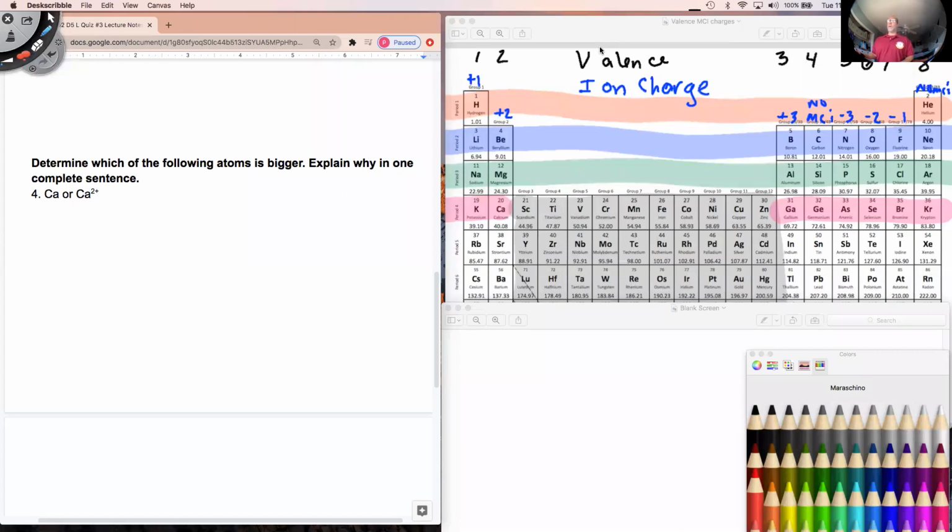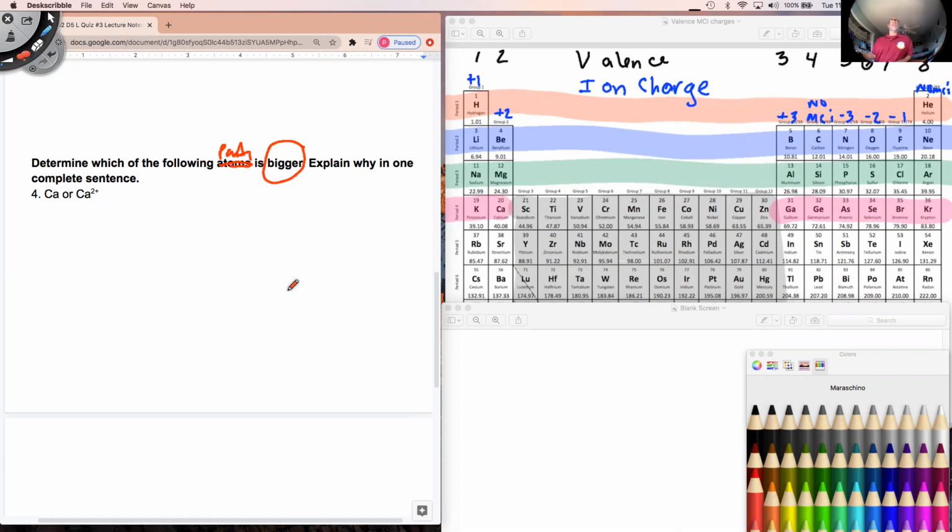Now, this next question says, determine which of the following atoms is bigger. It should say particles, because that one is not an atom, it's an ion. So determine which of them is bigger. So we're looking for bigger. And then the key says, explain why in one complete sentence.